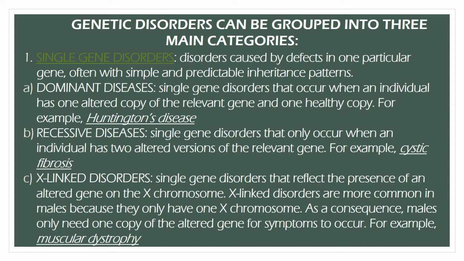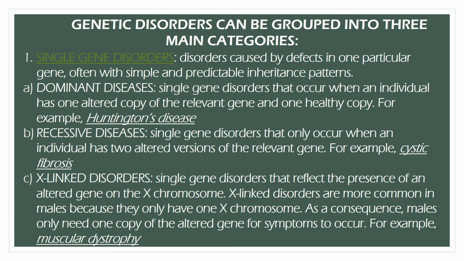So, let us first tackle the dominant diseases. Dominant diseases are single gene disorders that occur when an individual has one altered copy of the relevant gene and one healthy copy. For example, Huntington's disease.